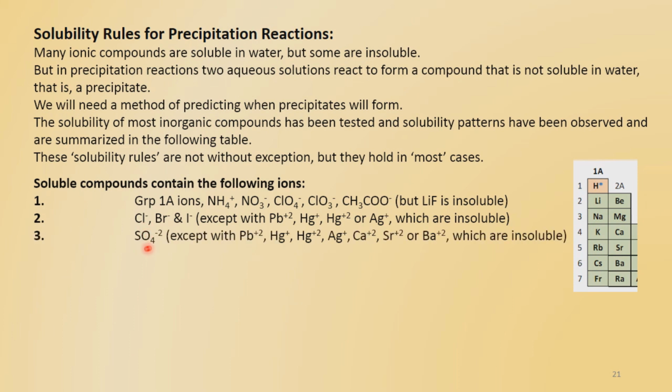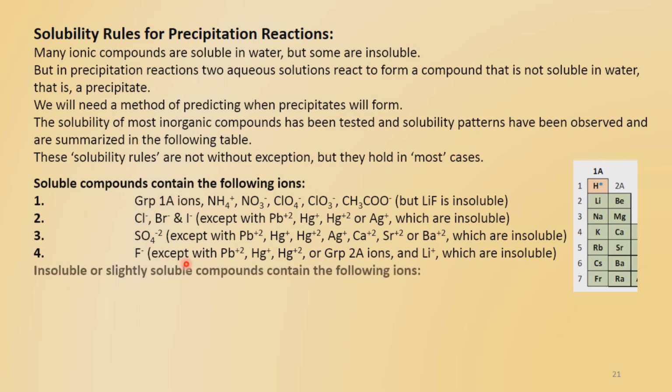Almost all sulfates are soluble unless the sulfate is combined with lead-2, mercury-1, mercury-2, silver, calcium, strontium, or barium, in which case they're insoluble. Otherwise, sulfates are soluble. And finally, virtually all fluorides are soluble unless they're combined with lead-2, mercury-1, mercury-2, or the group 2A ions, beryllium through radium, and of course lithium, which is a rare exception that we spoke of earlier. So those are the ions that are virtually always insoluble compounds.